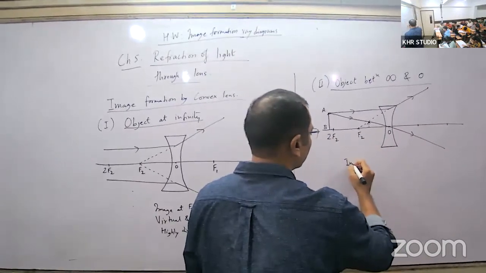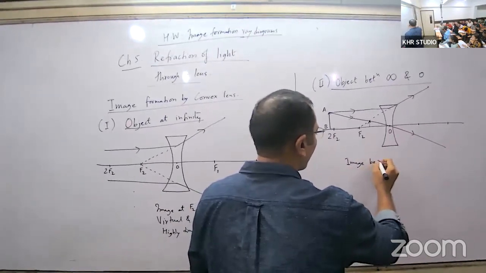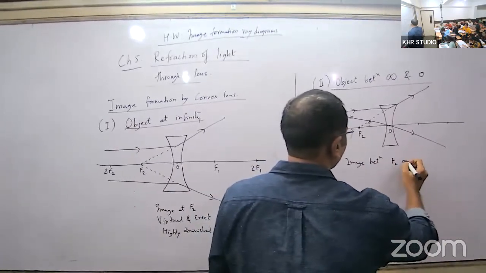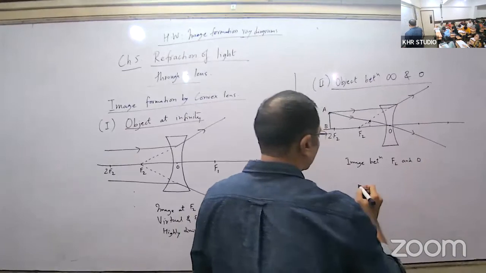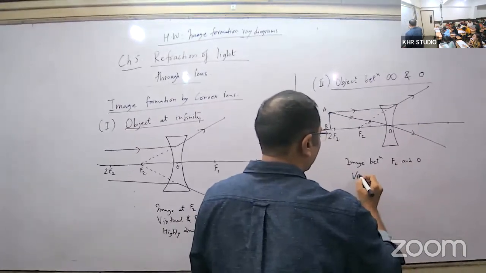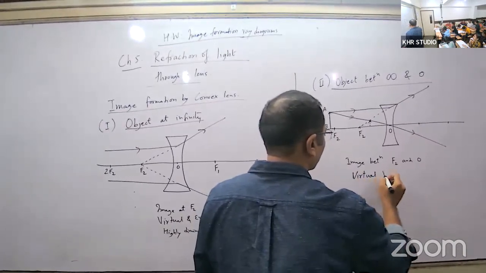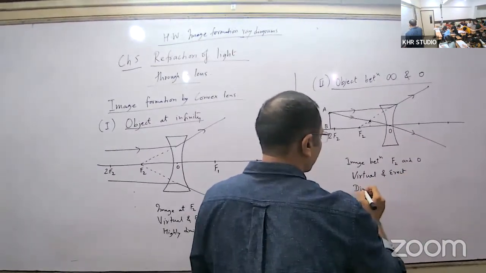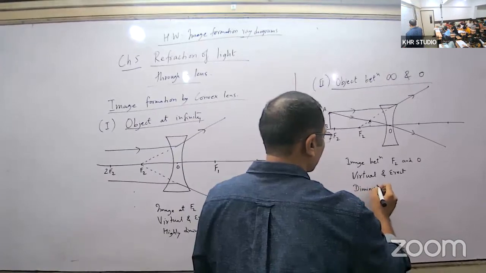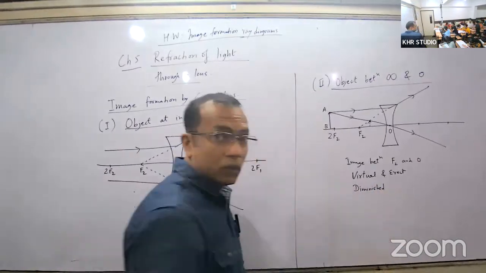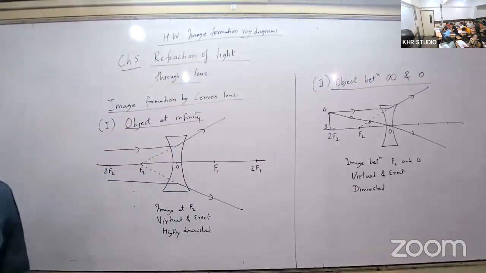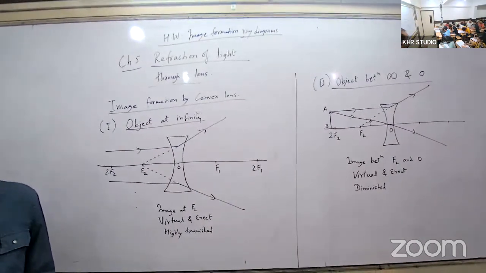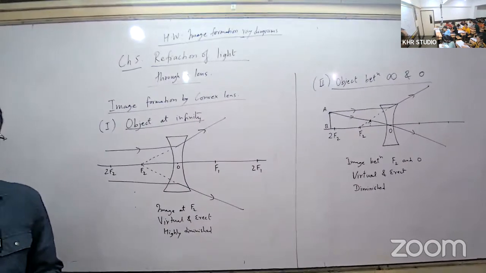F2. Image between F2 and optical center. Virtual and diminished. So in a concave lens, only diminished images will be there, and only virtual images. There is no real image.